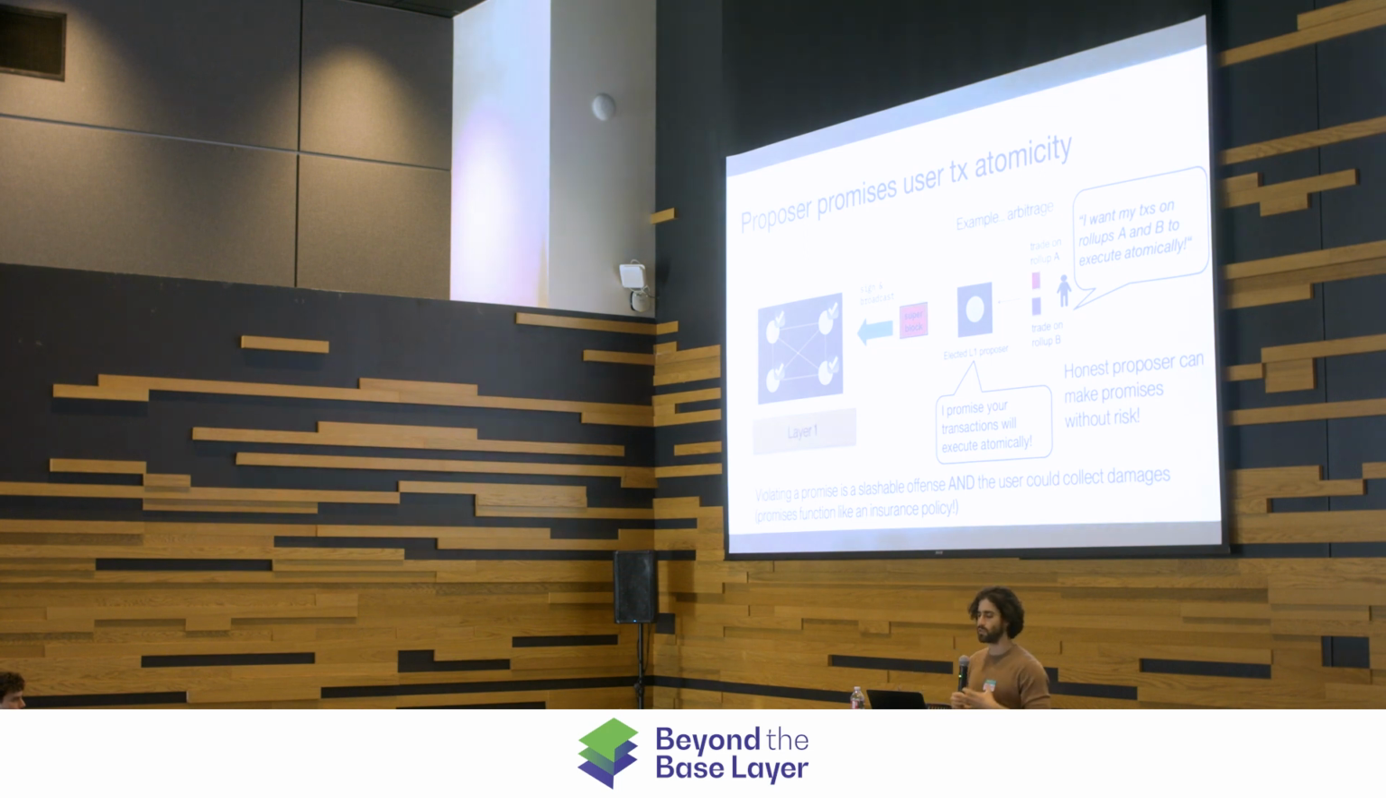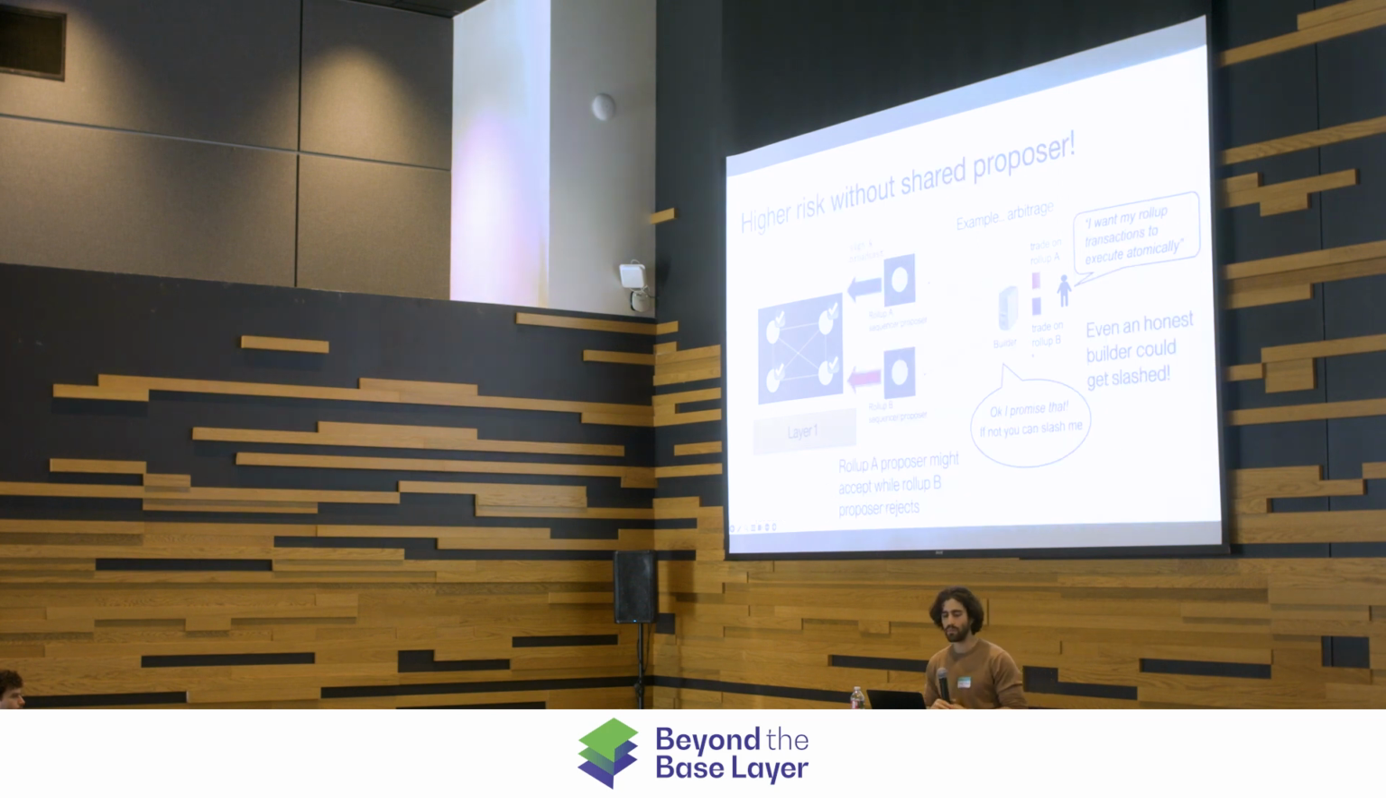It says, I promise your transactions will execute atomically, and if it doesn't, then here is some huge amount of collateral that I'm putting up that I'm going to get slashed for if I violate this promise. So violating a promise is a slashable offense, and the user maybe even could collect damages from that escrow contract, so it can function like an insurance policy. Right? So this elected proposer has the full power to do this without any risk because it has the autonomy over the next updates to both rollups. This would not be the case if the two rollups weren't sharing a proposer.